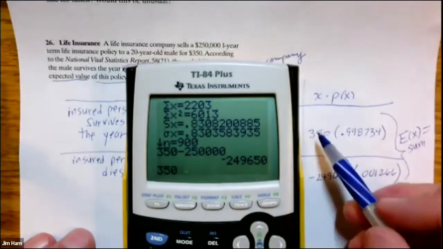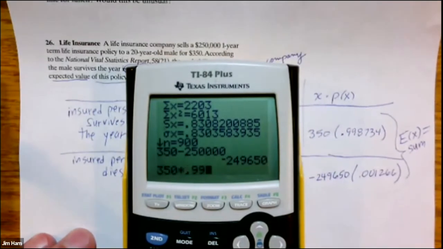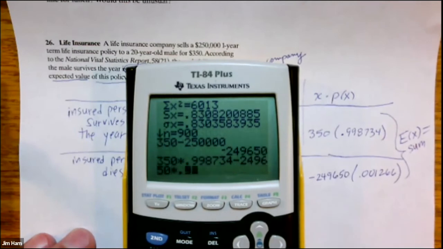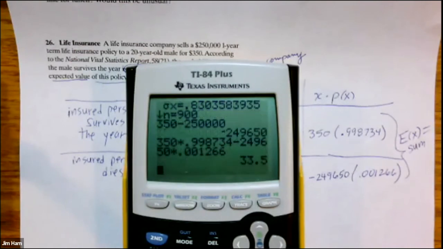So we're going to take 350 and multiply that by 0.998734, and then 249,650 times 0.001266. Now, we know this number has to be less than $350 because that's all they take in per policy. But over time, they're going to pay out $250,000 every now and then, and that's going to reduce their profit of $350. So this number has to be less than $350. It can't make more than that if all they charge is $350, and once in a while they have to pay out $250,000. But here it is.